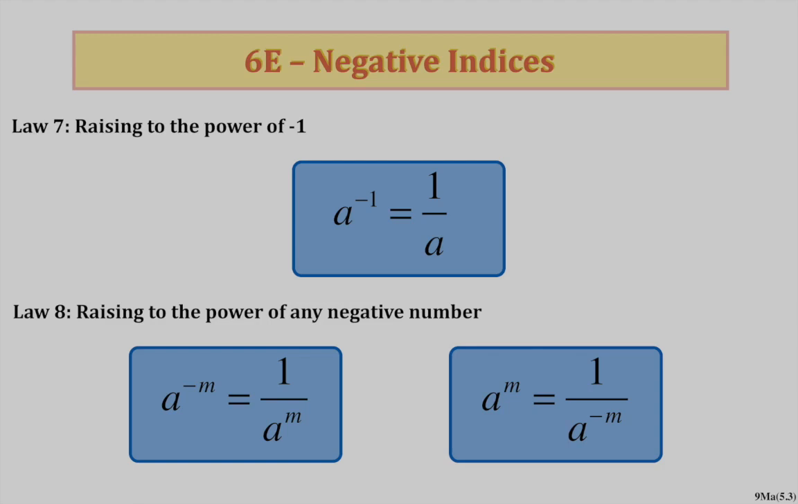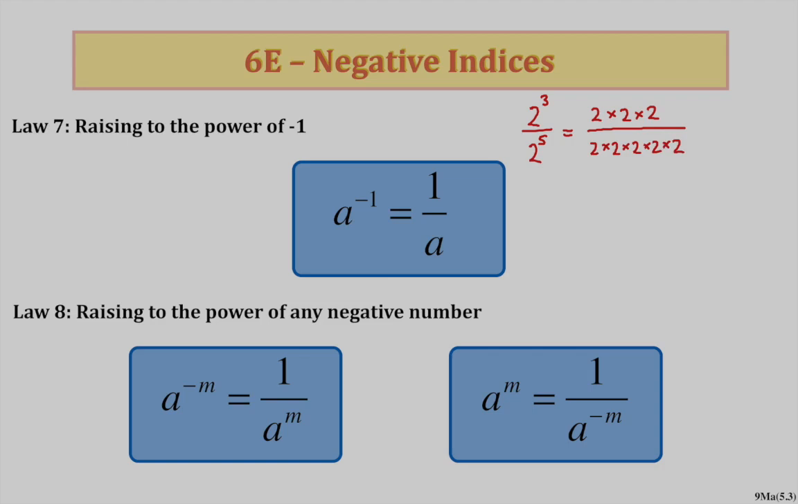Now, I want to start by considering an example. So let's have a look at this. I want to consider 2 to the power of 3 over 2 to the power of 5. If I write that out in expanded form, it's 2 times 2 times 2 on the top. On the bottom, there's 2 to the power of 5, so I'll write it out in expanded form.